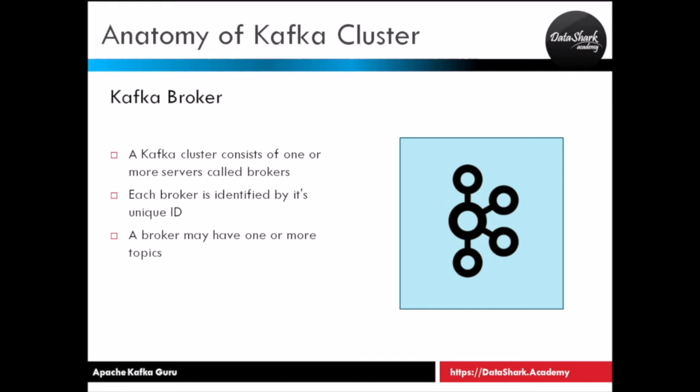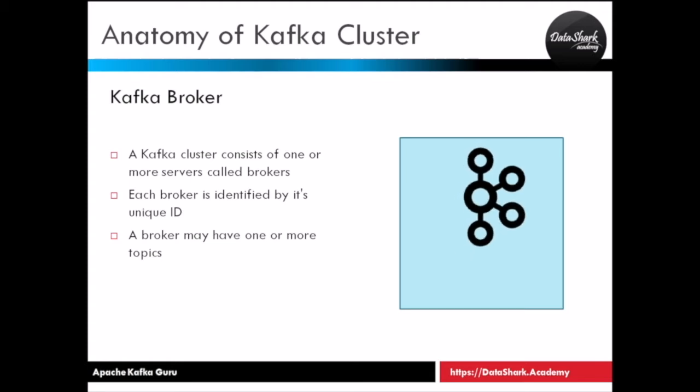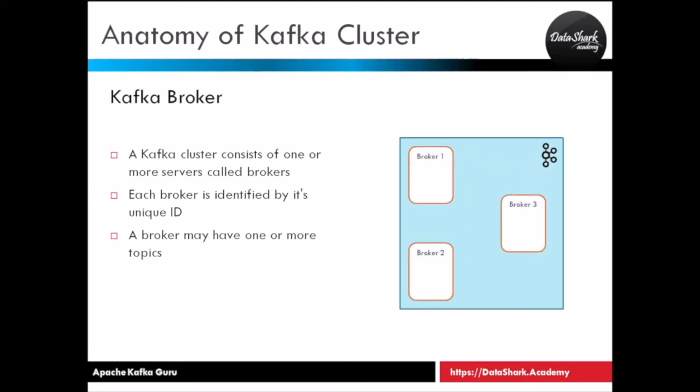In this part of the course, let's talk about the various components of Kafka cluster. We'll start with talking about Kafka broker. A Kafka cluster consists of one or more servers, and these servers are called brokers. Each of the broker has an ID with which it will be identified. As you can see in this diagram, we have three brokers: broker 1, broker 2, broker 3.